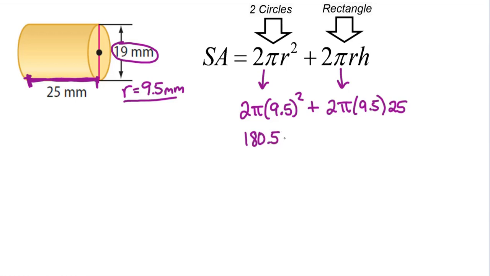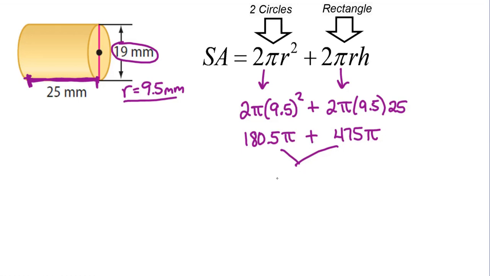So I'm just going to do the 180.5 times pi and just write that. I'm not going to multiply by pi yet because that'll give me a big nasty decimal. I just don't want to deal with that right now. And then I'm going to take 9.5 times 25 times 2, and that's 475 times pi. And again, not multiplying by pi yet, just to keep things nice and clean and accurate. And then I'm going to combine these. I've got 180.5 times pi plus 475 times pi.